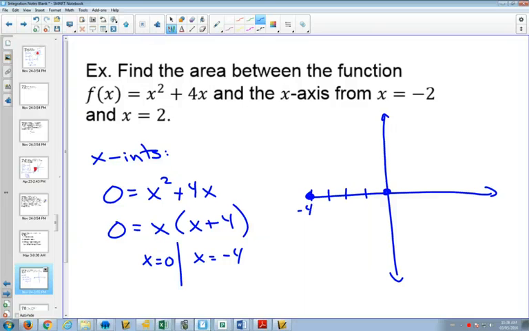If you know the x-intercepts of a parabola, you also know the x-coordinate of the vertex. Can you see that the x-coordinate of the vertex is going to be at -2? Okay? And you could have solved that with calculus quite easily as well. And if we plug in -2, we're going to get -4. And there's our vertex for our parabola. Our parabola is opening up, so we can draw a quick little sketch of it here.